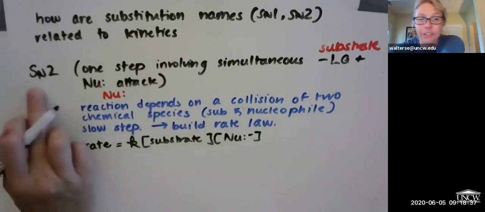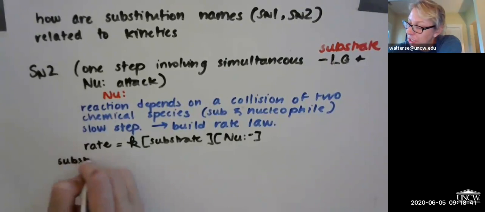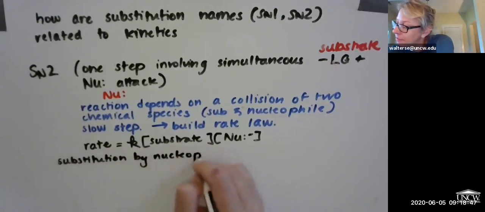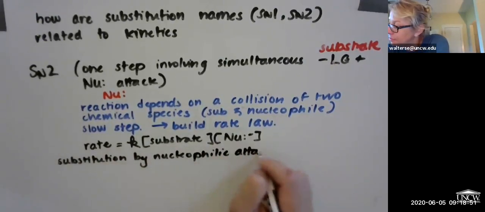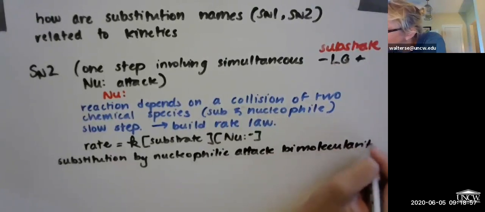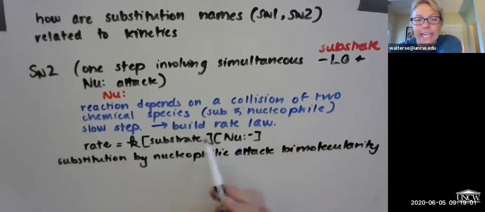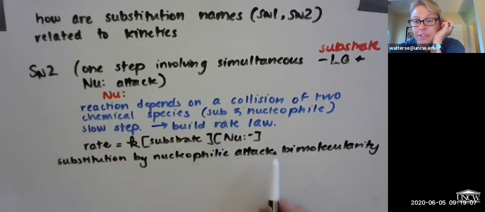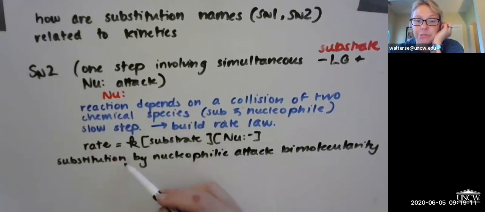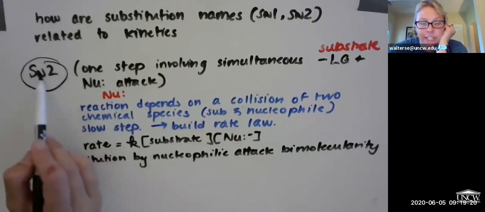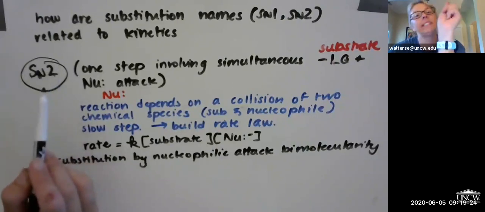So what SN2 means is substitution by nucleophilic attack with bimolecularity. Molecularity means how many molecules participate in the rate determining step. So bi means two. So this is telling you that a substitution by nucleophilic attack involving two molecules. So that's why there's a two up here. Substitution by nucleophilic attack using two molecules in one single step.